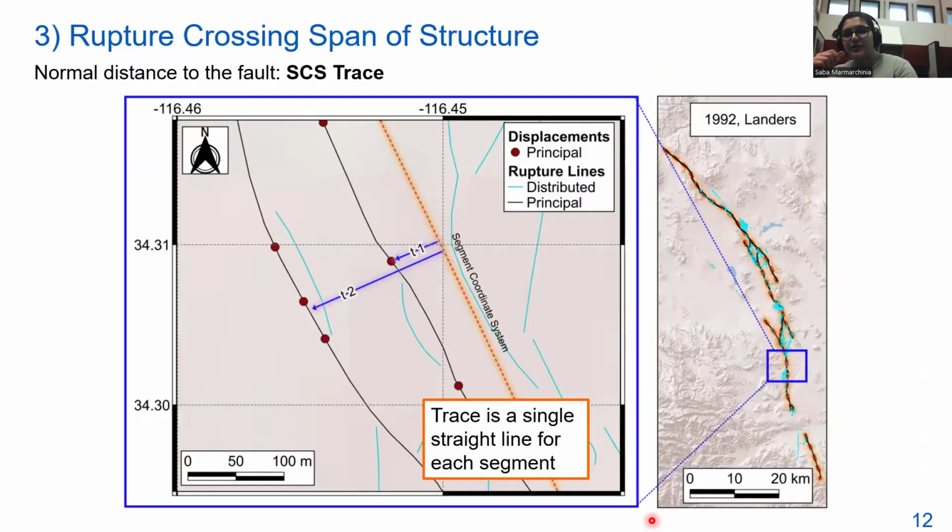The last component is the normal distance of displacement to the fault trace. However, defining the fault trace is not straightforward. To account for this uncertainty, we define 3 alternative definitions for the fault trace. The first one is the segment coordinate system, in which we assume a single straight line as the fault trace for each segment and measure the normal distance of displacements to this fault trace.